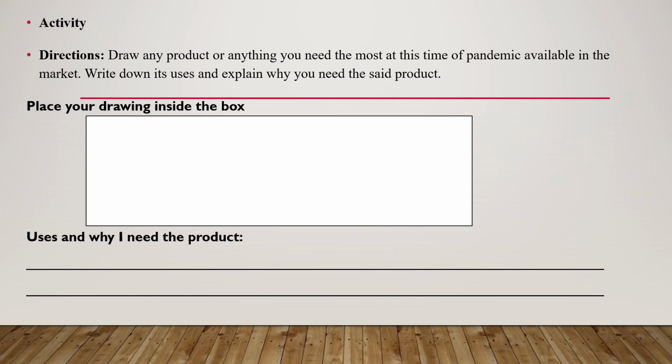Let us try to have here an activity. We have the directions. Draw any product or anything you need the most at this time of pandemic available in the market. Write down its uses and explain why you need the said product. You can place your drawing inside the box. And for the uses and why you need the product, you can use the space below.